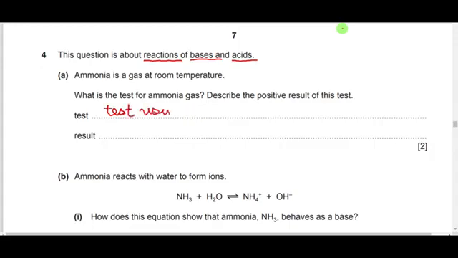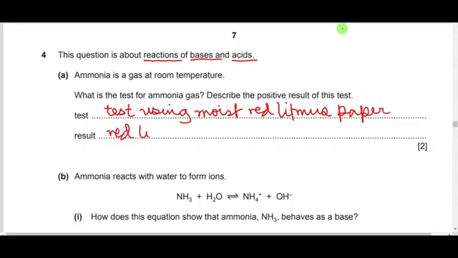using what? Moist red litmus paper. So what will happen? What will be the result? Red litmus paper turns what? Turns blue, to show that it's an alkaline what?